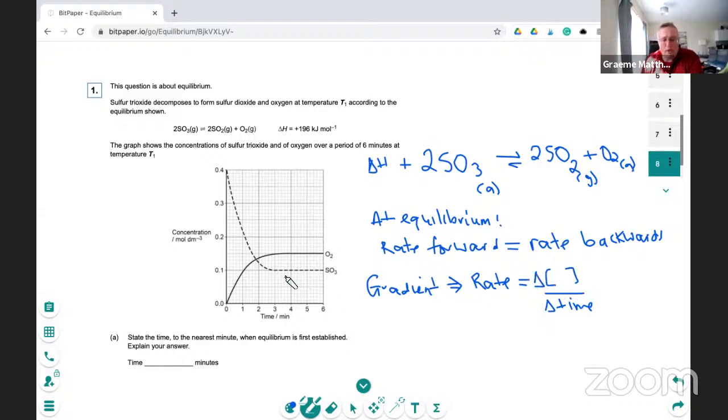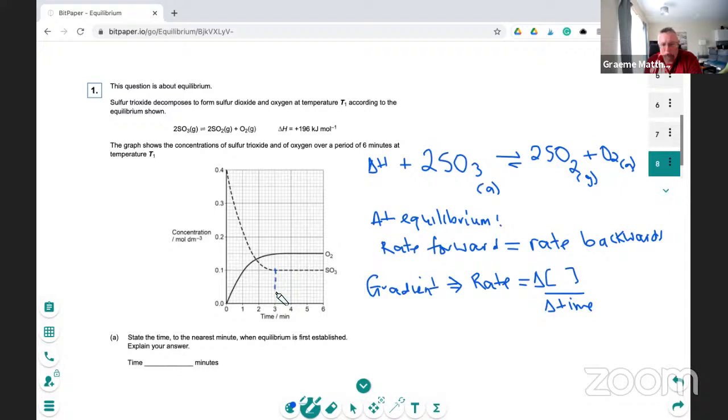So in other words, all we've got to do then, chemists, is find out when the rate forward equals the rate backwards. If I'm looking at this dotted line here, the rate's changing, it's going down. And then it seems to equalize out just around the 3-minute mark. The rate at the 3-minute mark is 0.